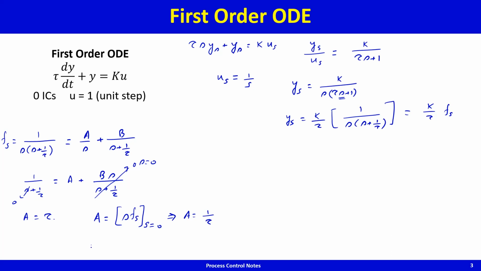Similarly, how will we get b? We'll get b is equal to (s plus 1 by tau) times f of s calculated at s is equal to minus 1 by tau, and this would give, oh sorry, this is wrong, this gave us a is equal to tau. This will give us, so if you look at f of s, this part goes and you're left with 1 by s, and put s is equal to minus 1 by tau, so you'll get b is equal to minus tau.